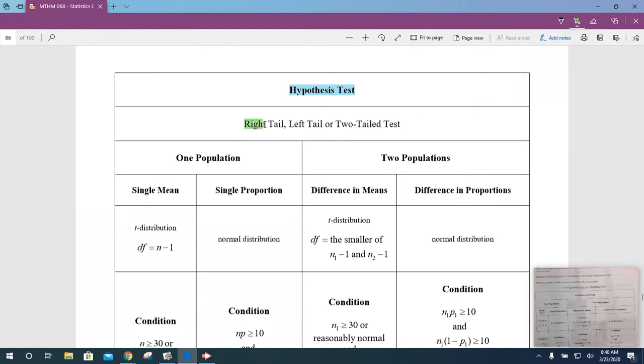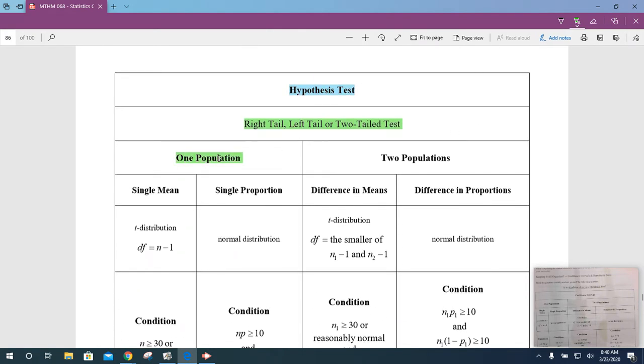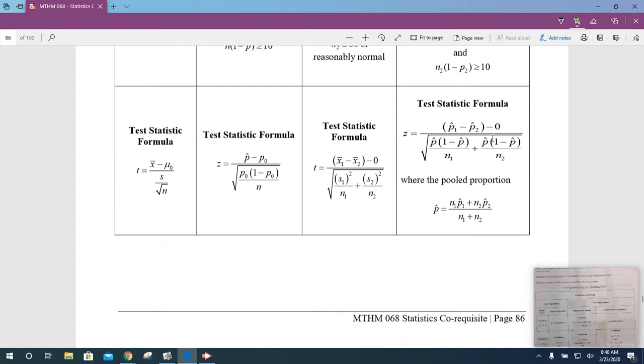Is it a right tail, greater than? Is it a left tail, less than? Or is it a two-tail test, just simply not equal to? And again, the same criteria here on this particular page is we might have one population and we might have two populations. But at the end of the day, we will use all the information in between. Don't let me minimize any of that. But today we want to focus on the formulas.